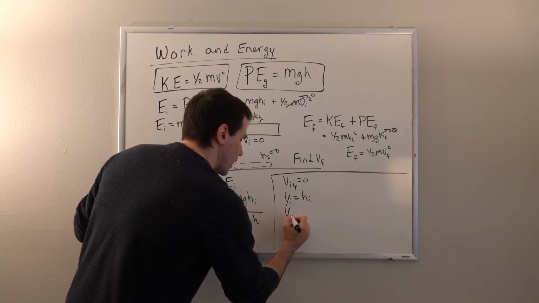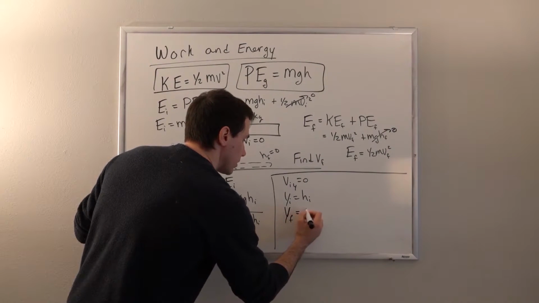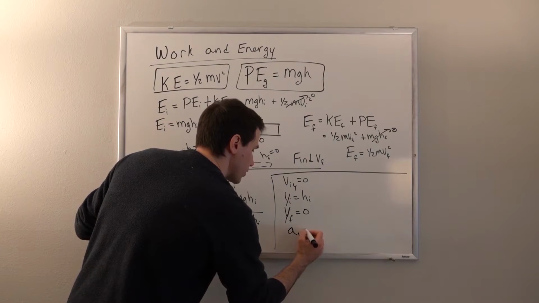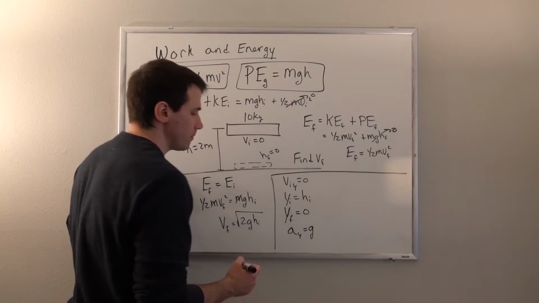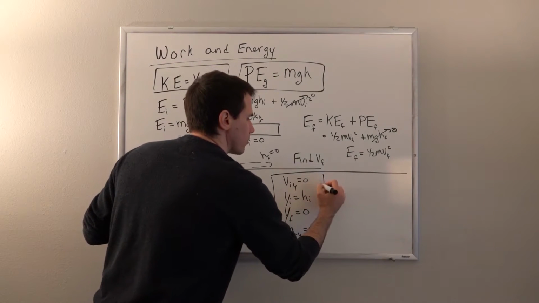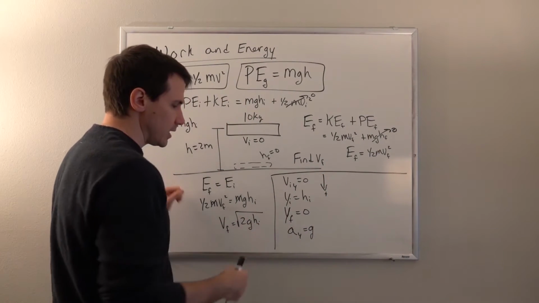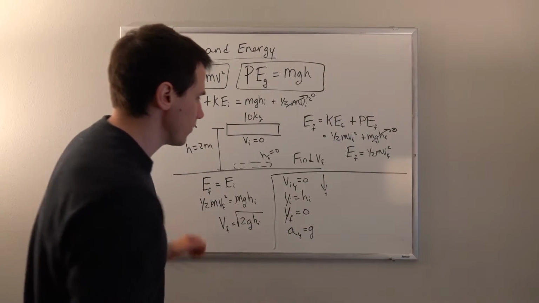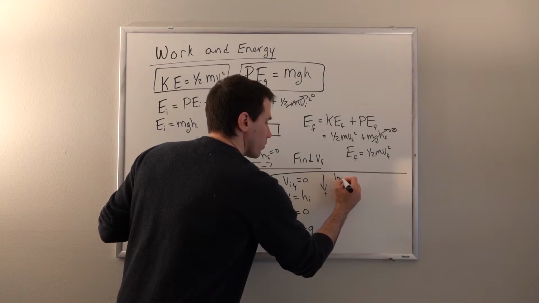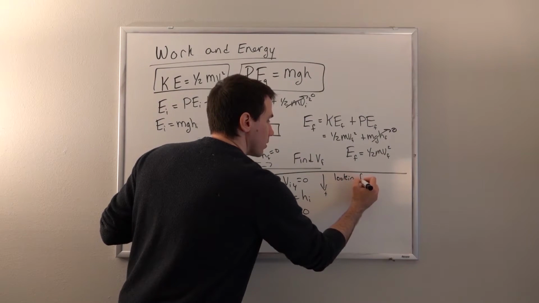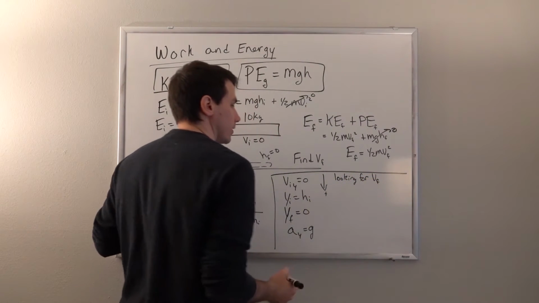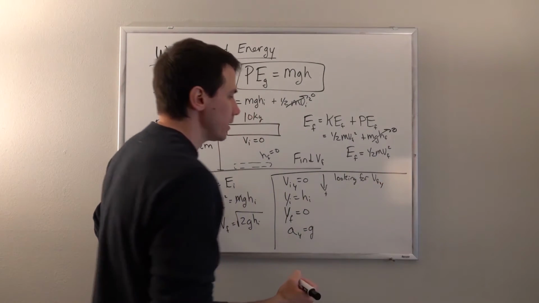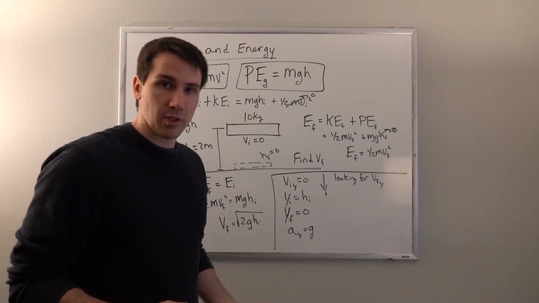We know y final is 0. And we know that the acceleration in the y direction is g. We'll use a coordinate system where down is the positive direction and keep g as a positive value here, just for simplicity. Okay. And we know that we are looking for v final. That's our goal. And I'll say v final y because we're dealing with x and possibly y.